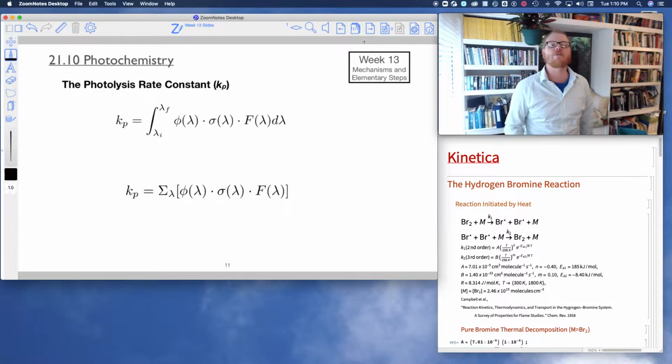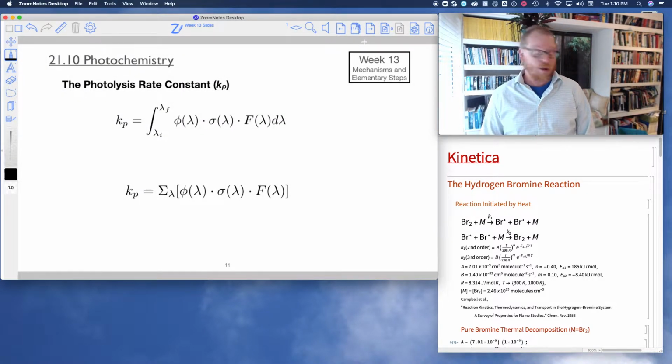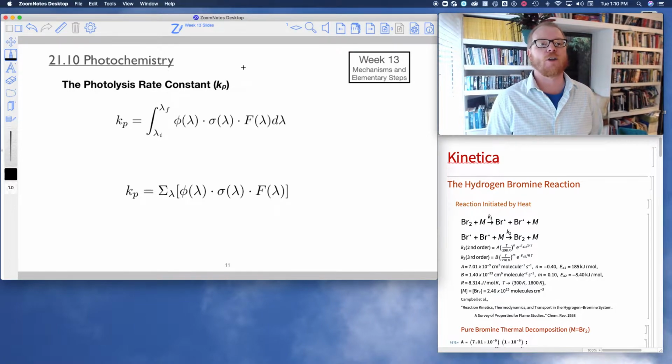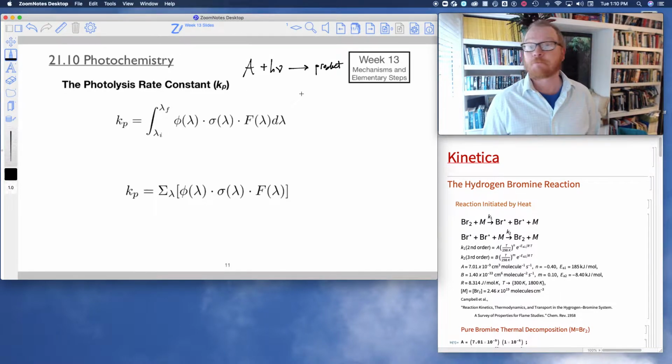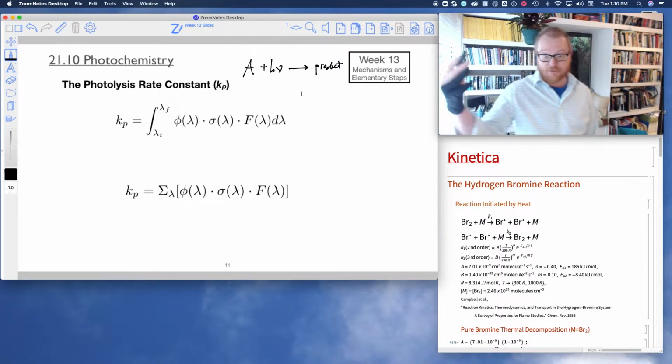So moving along, now we finally arrive at what we call the photolysis rate constant. And what that photolysis rate constant gives us is the rate constant for chemistry, for a chemical process. So in other words, A absorbs some photons and goes on to make whatever the stable products are. Okay, so we know A is going to absorb a photon and make an excited state.